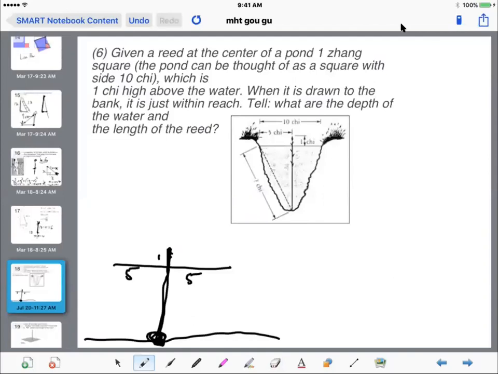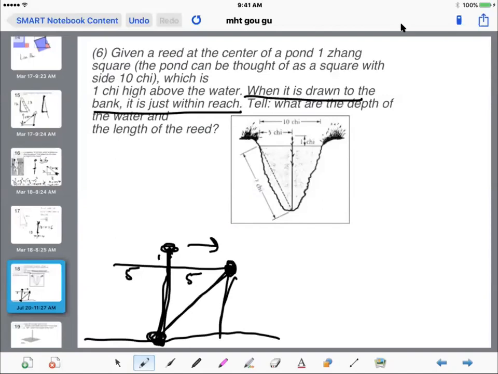Now, they say this isn't enough information to figure out how deep the water is. So they give us another piece of information. It says, when it is drawn to the bank, it is just within reach. That means if I take the top of this and pull it in this direction, this happens. This reed is, whatever this is, that's what this is also. So at the edge of the bank, it just touches the surface of the water. And they want to know how long is the reed.